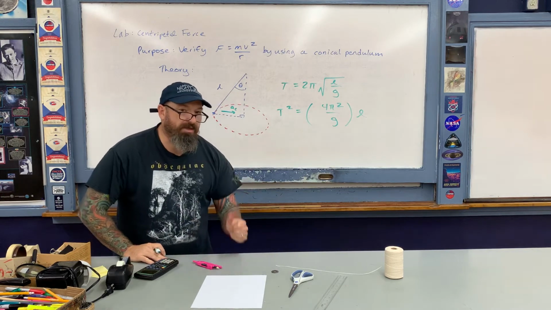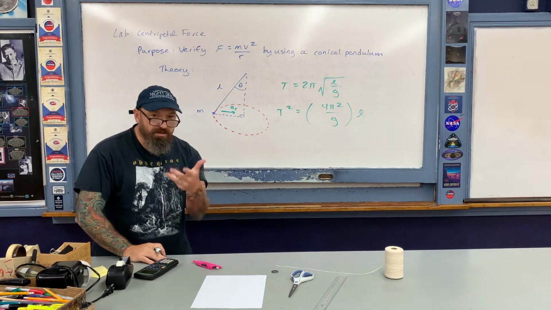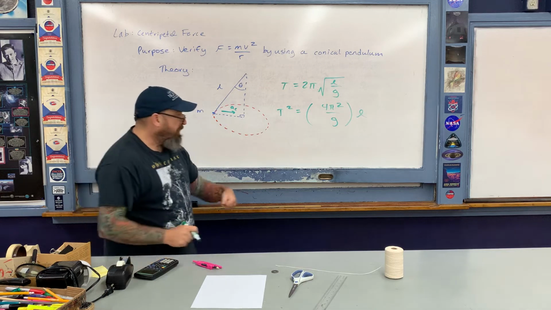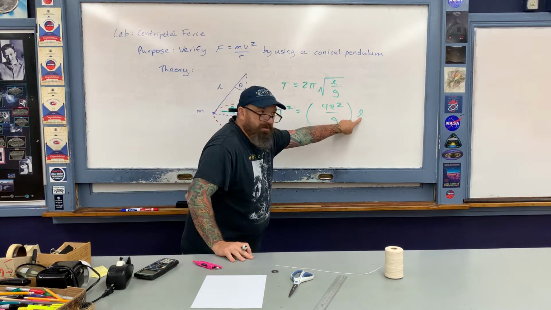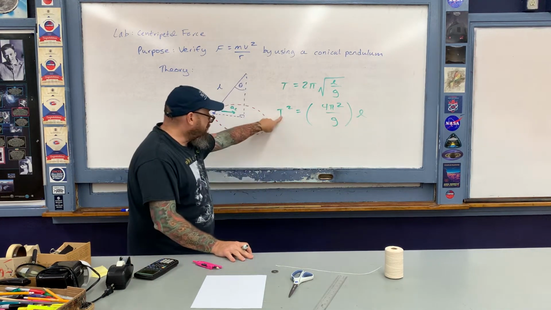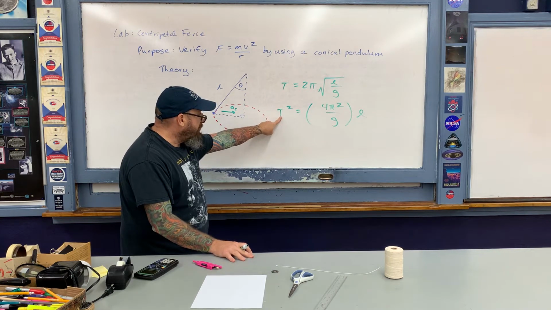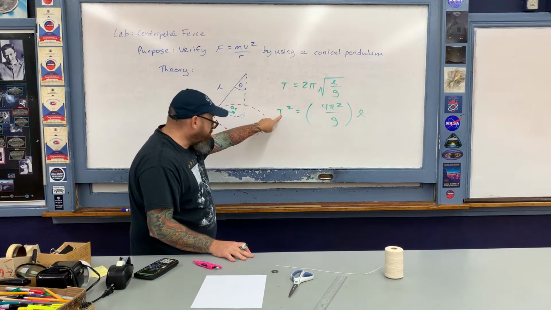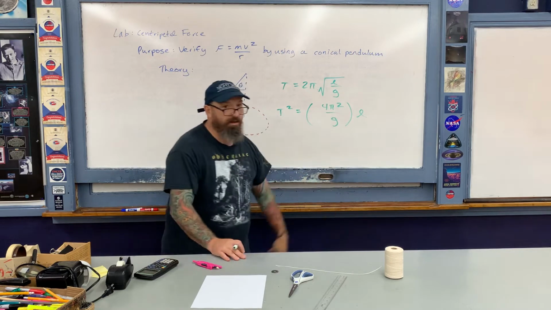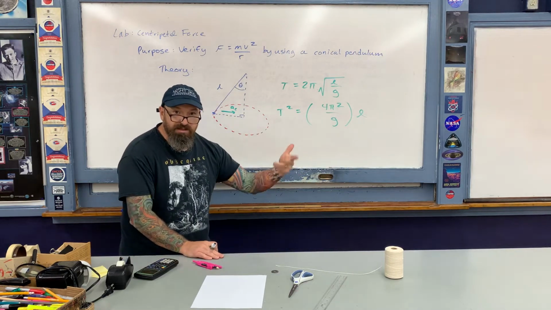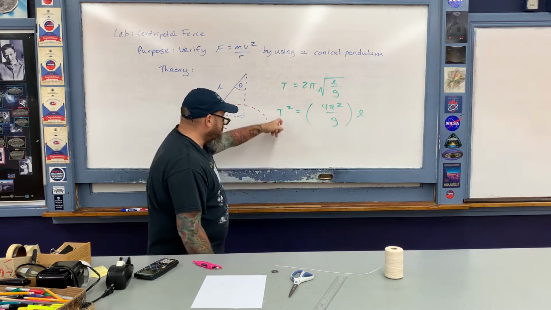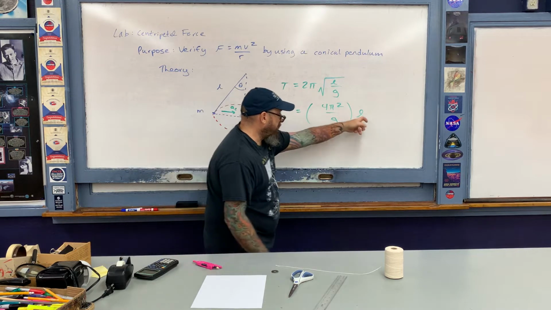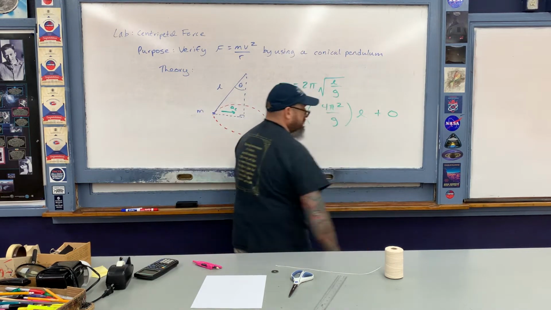When I get to the procedure in just a few moments, here's essentially what you're going to end up doing. For various pendulums of length L, you'll measure the period, capital T, with a stopwatch. Then we'll graph T squared versus L. When we do, think of this as the equation of a line, y equals mx plus b.